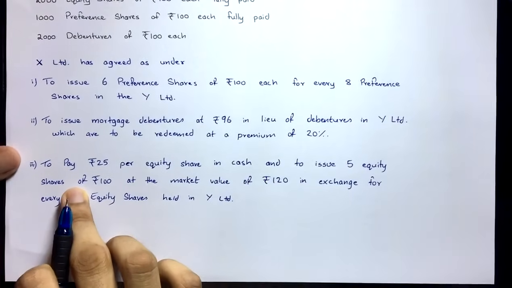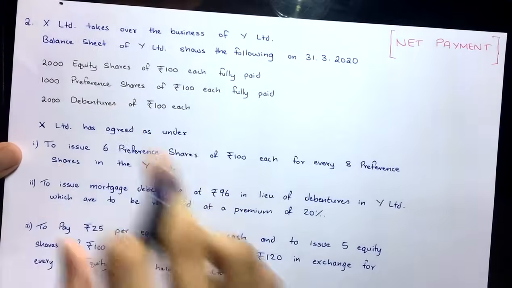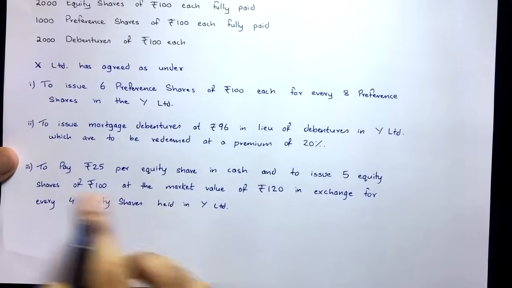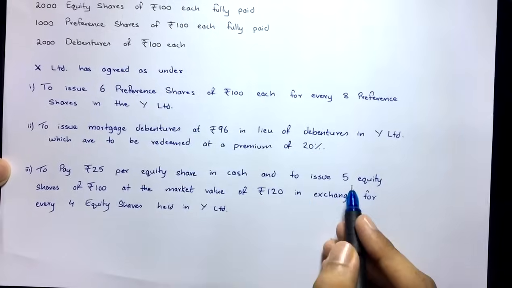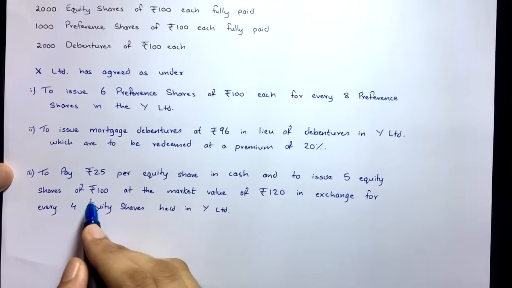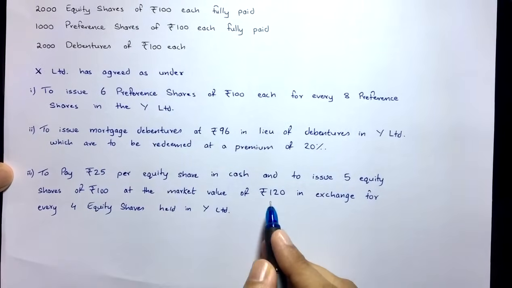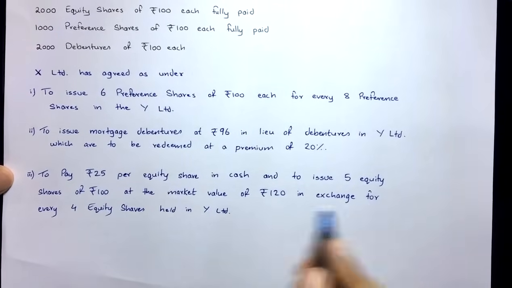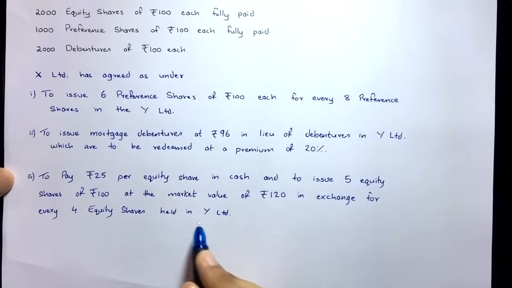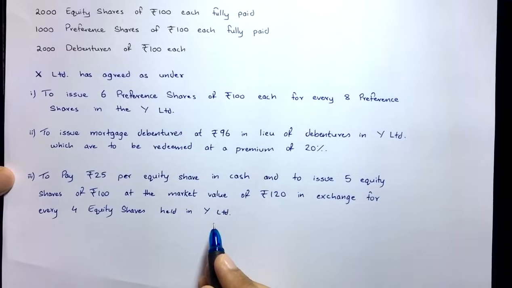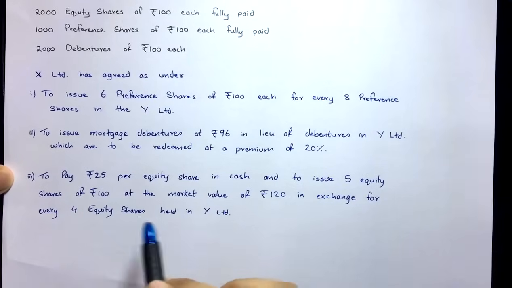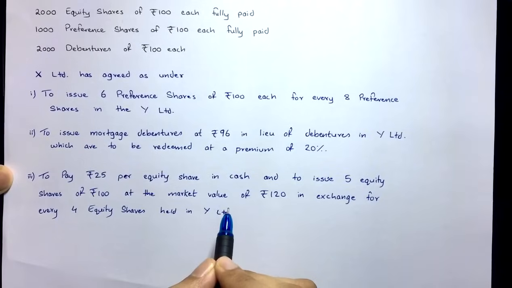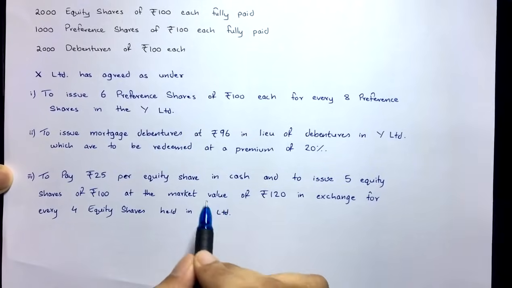So completely ignore the second point. Then go to the third point: to pay rupees 25 per equity share in cash and to issue 5 equity shares of rupees 100 at the market value of rupees 120 in exchange for every 4 equity shares held in Y Limited. Now here they are talking about payment given to equity shareholders. What is given to equity shareholders in this point?